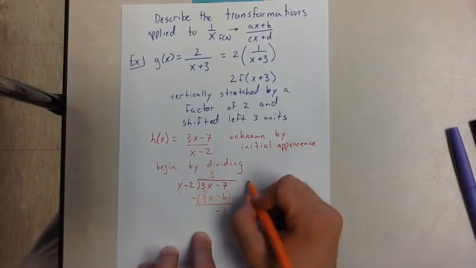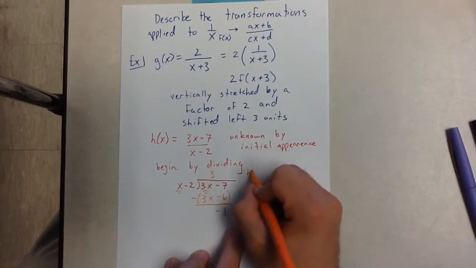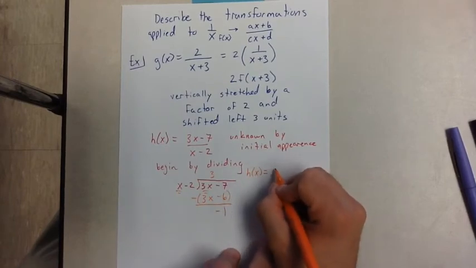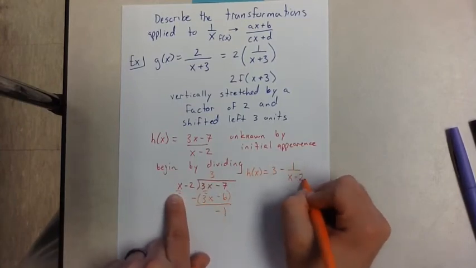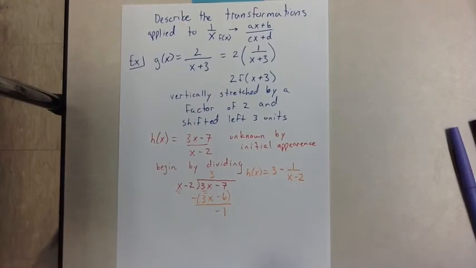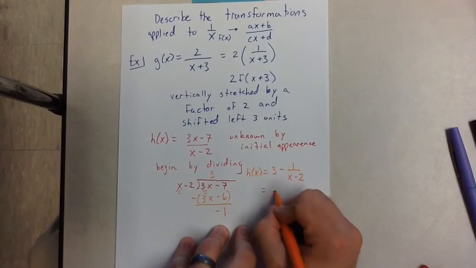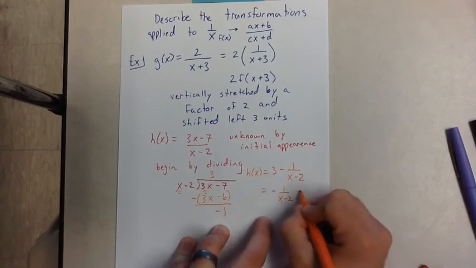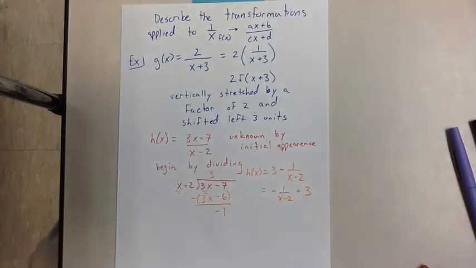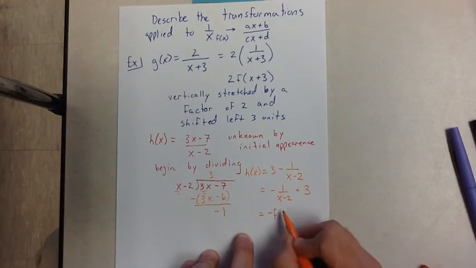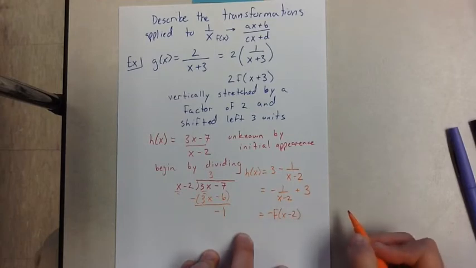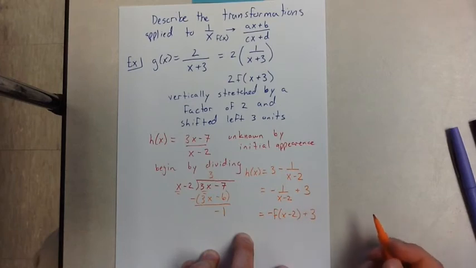So I'm going to rewrite my function as 3 minus 1 over x minus 2. Okay? Now I see something similar to 1 over x. So now I'm going to rewrite this again. I'm going to put my negative 1 over x minus 2 and my plus 3, so simply switch the order. Because I see this as negative f of x minus 2, and we added a 3 on the outside.